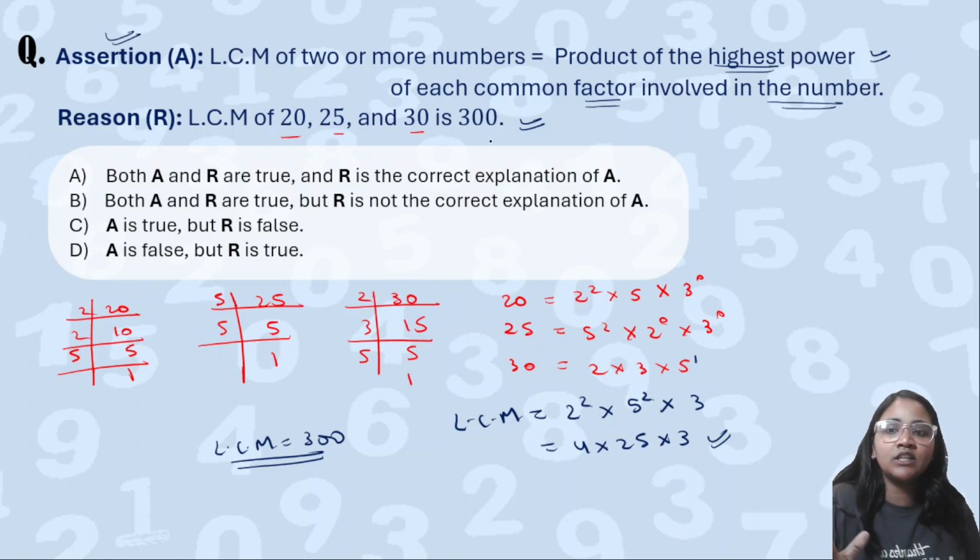Many students would have done the answer as option A, but that would have been wrong because R is not the correct explanation of the assertion. Okay, so here the answer is option B. Both A and R are true, but R is not the correct explanation of assertion. I hope this is clear.